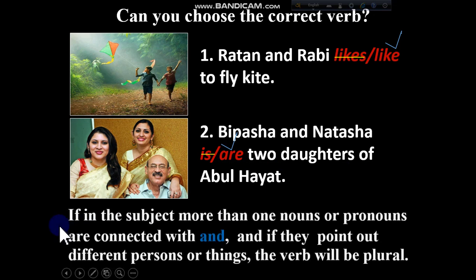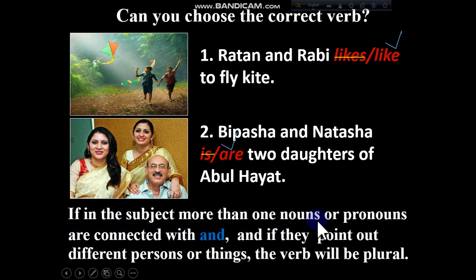Here you can see the rule. If in the subject more than one noun or pronoun are connected with and if they point out different persons or things, the verb will be plural.